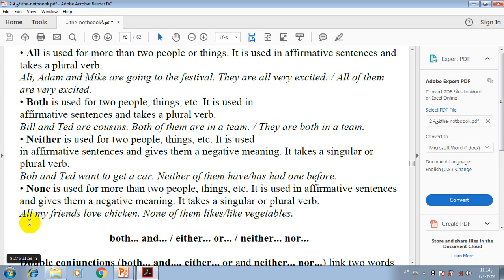Like the example: all my friends love chicken. None of them. Here we use none instead of all the friends. They may be 2 or 3 or 4 or more than 4. So here we use none of them likes or like vegetables.